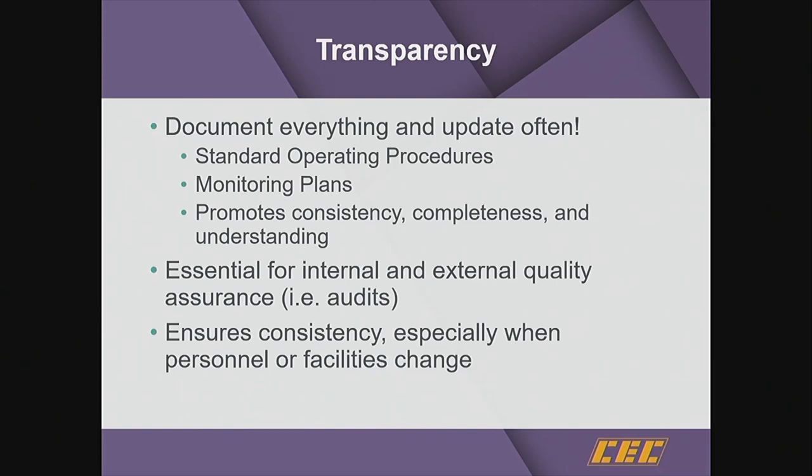Next up, we have transparency, and this comes down to document everything. Write it down so that everyone knows where you got the number, how you got it. Write down your standard operating procedures, your monitoring plans, any calculation method you used, who gave you the data so you can get it next year. This will allow you to be consistent, it'll allow you to be complete, and as you write it all down and find that every single number you have comes from a different person, you might be able to evaluate some better options. It really forces you to think.